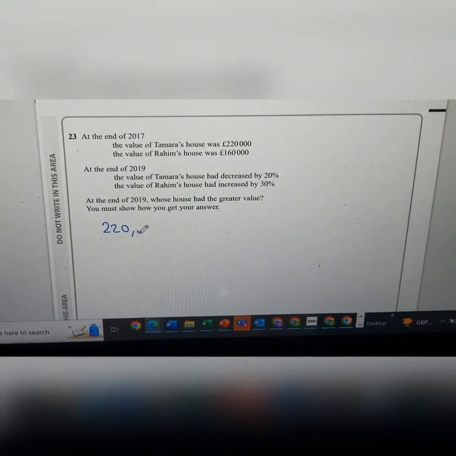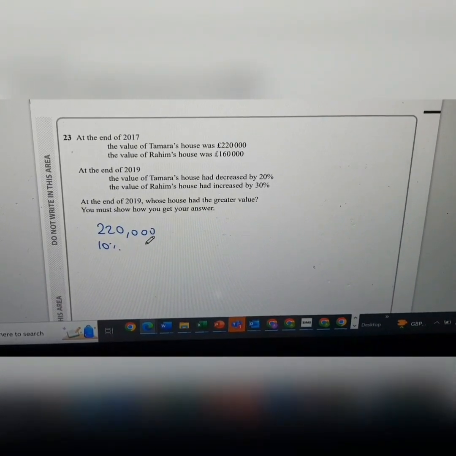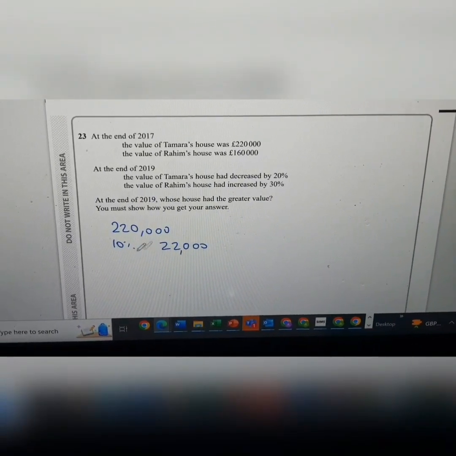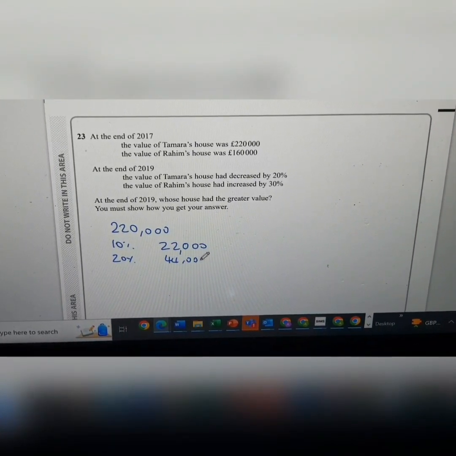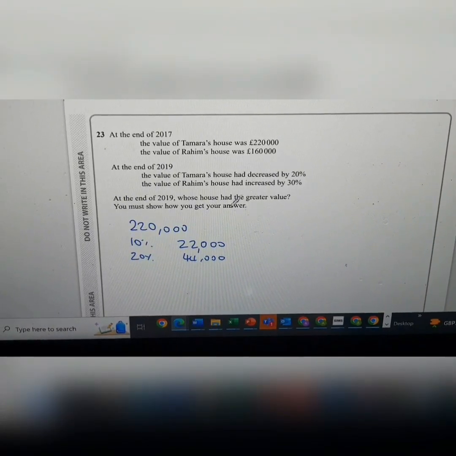220,000. So 10% of that would be 22,000. So 20% of that would be 44,000. That's doubling. So that's a decrease. So you need to do 220,000 take away 44,000 to work out the current value. Take away 44,000.